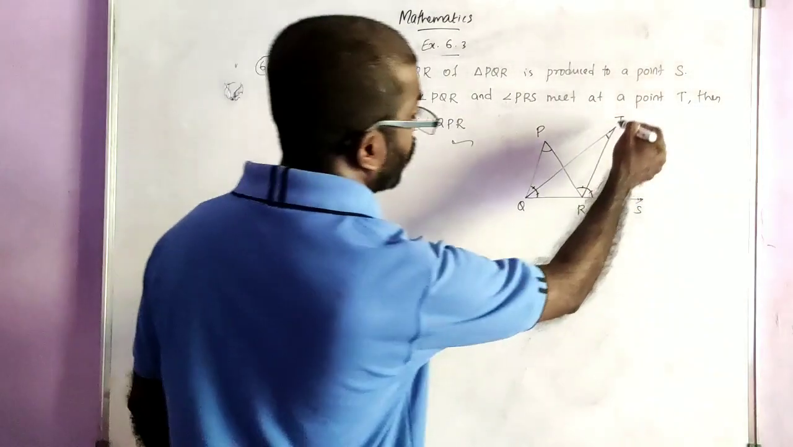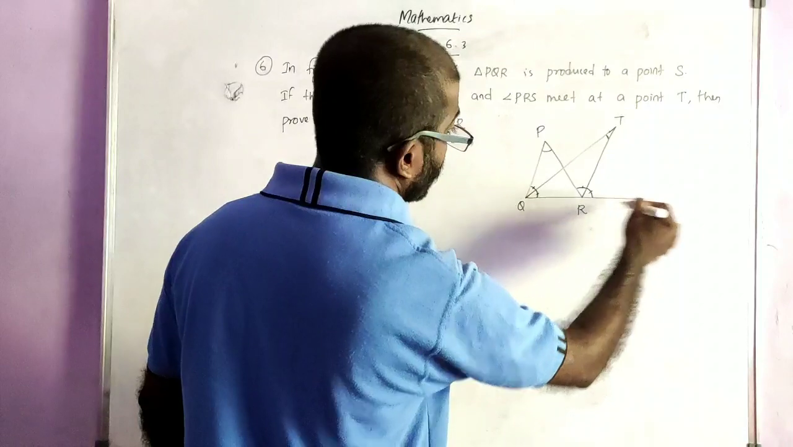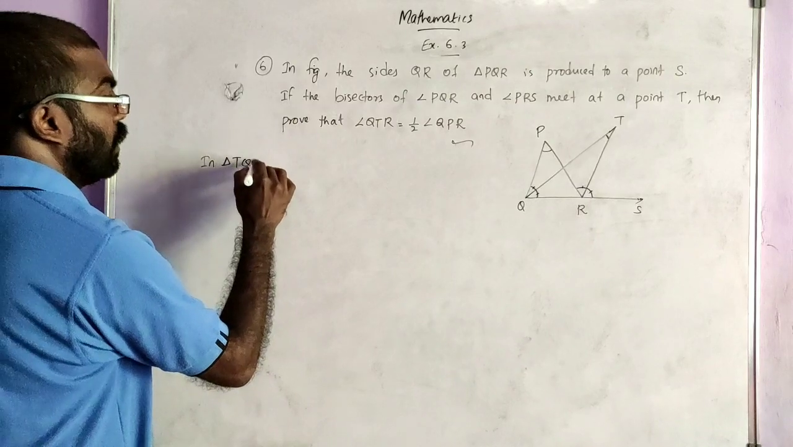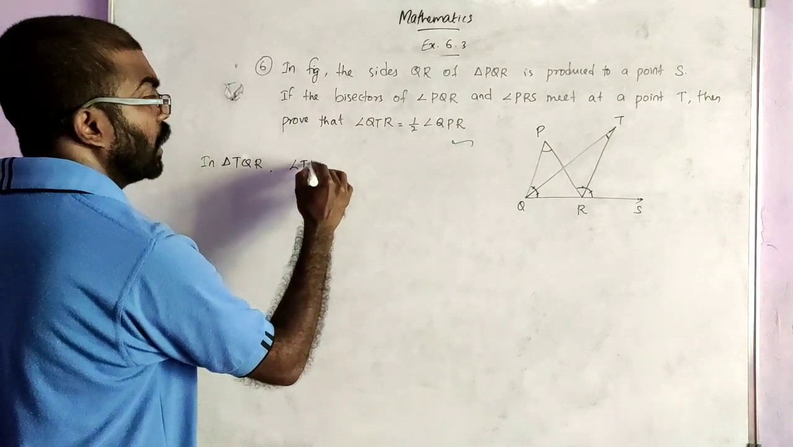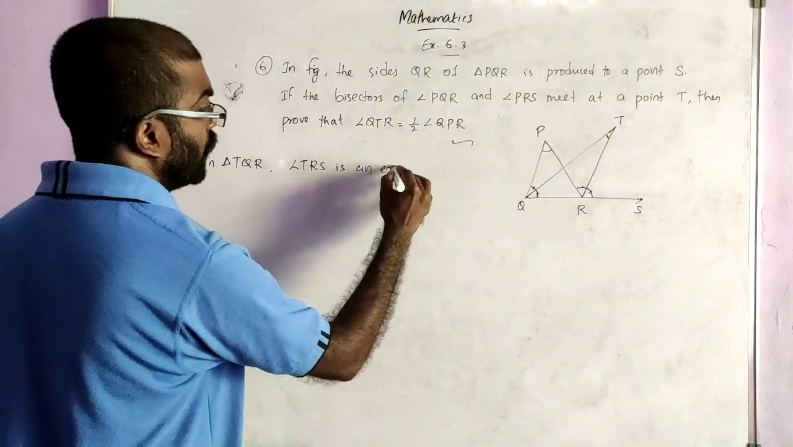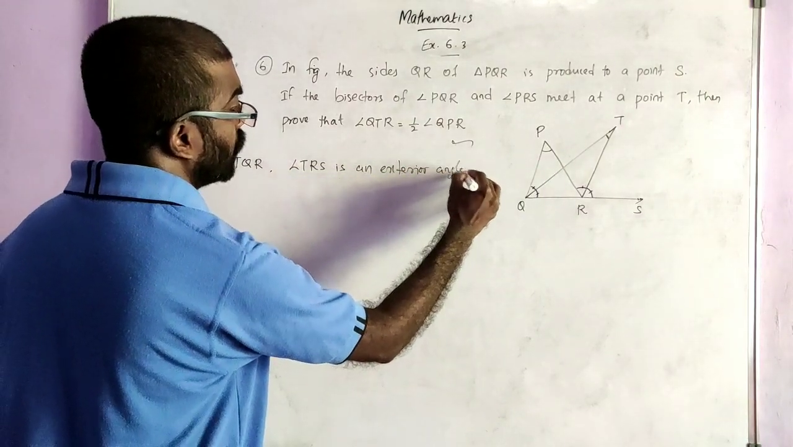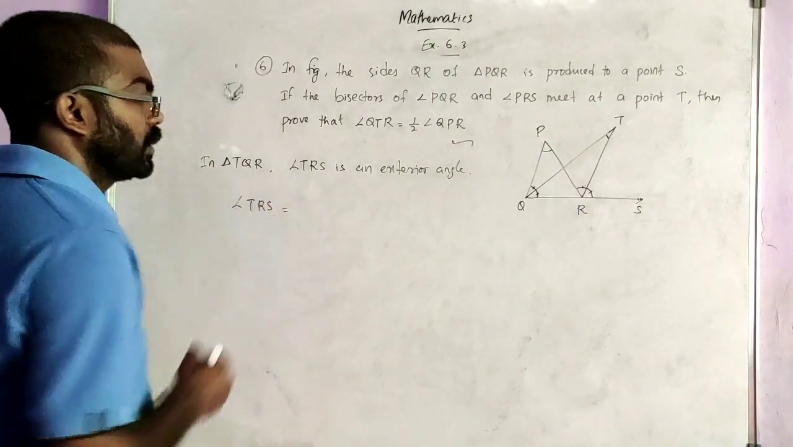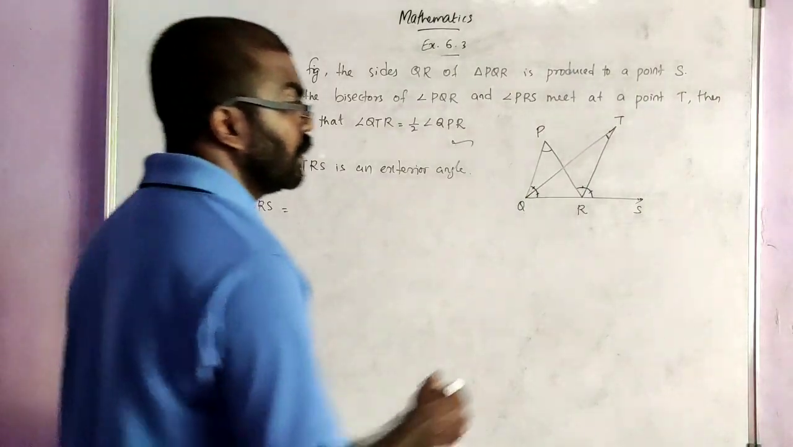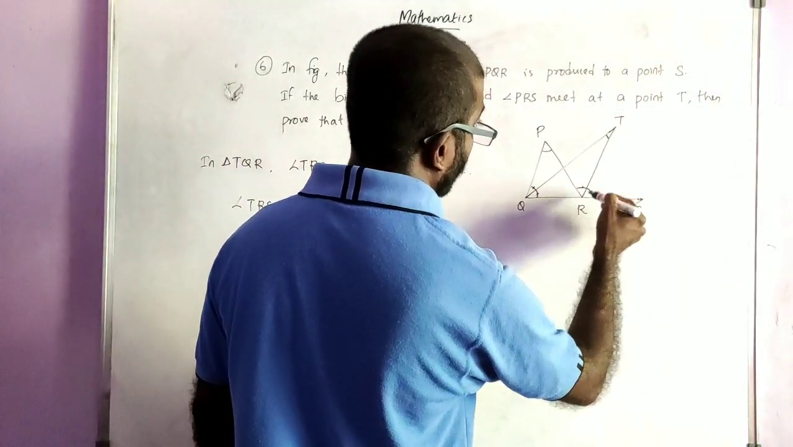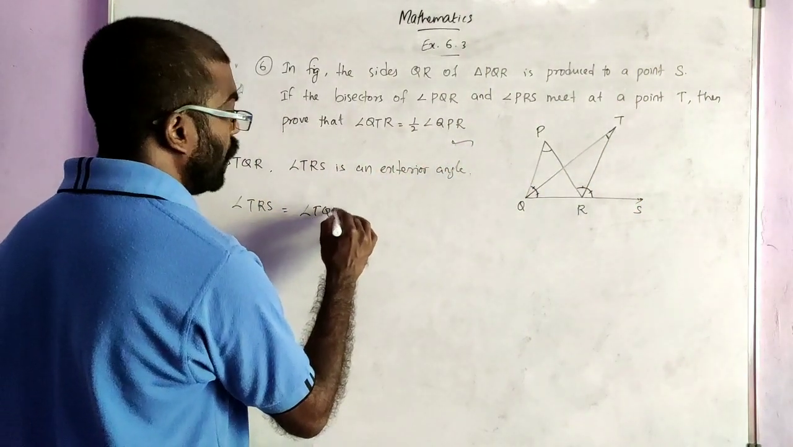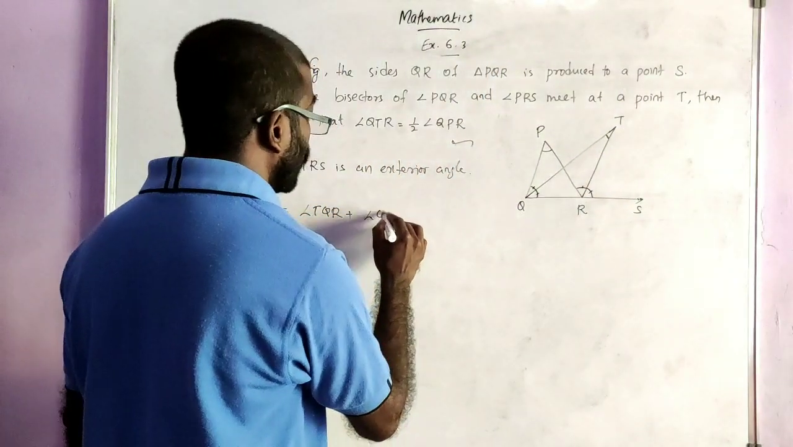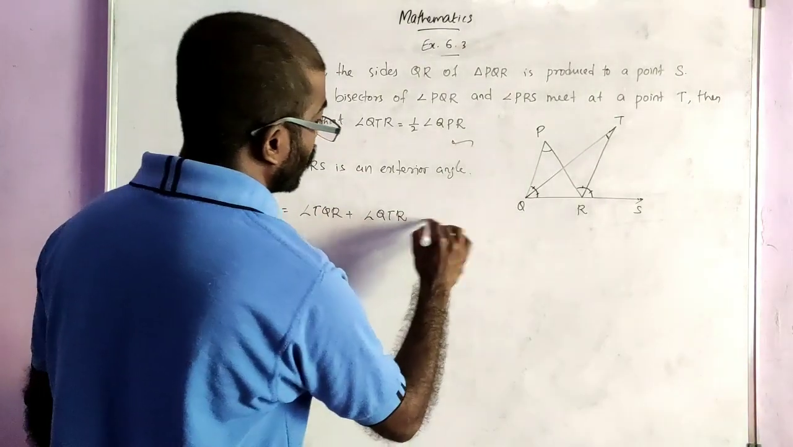First we can take triangle TQR, and here TRS is the exterior angle. So in triangle TQR, angle TRS is an exterior angle. Therefore we can apply the exterior angle property. So angle TRS is equal to the sum of two interior opposite angles. So we take the triangle TQR: angle TQR plus angle QTR. We can take it as equation number 1.